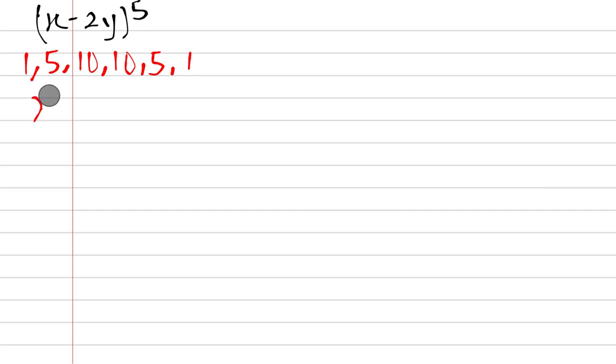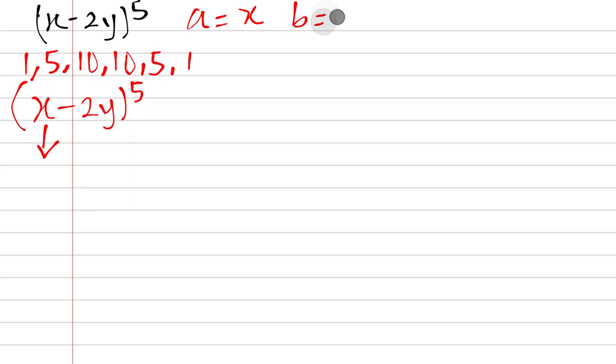So we have x minus 2y raised to power 5. Now in this case, your a is x, and your b is minus 2y. Let me write this here for you. A is x, and your b is minus 2y.